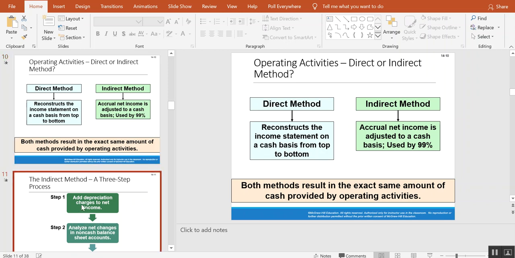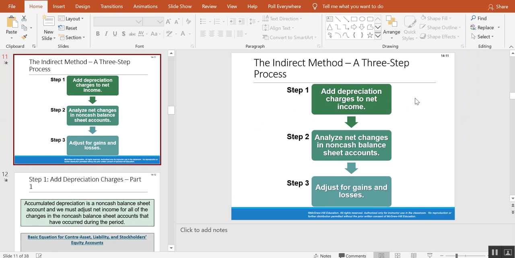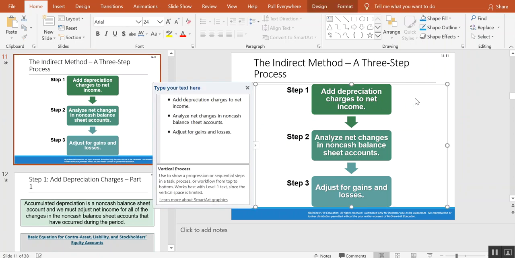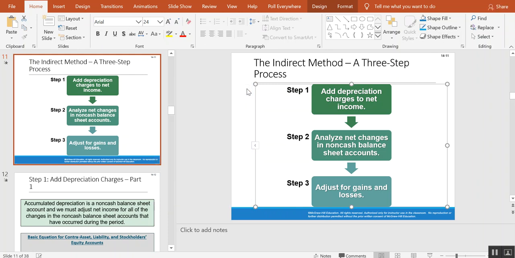So here are the steps. First one is we want to start with net income, and we're going to add depreciation back to net income because it is a non-cash expense. Remember, we were working with that in chapter 13 some, but depreciation is a non-cash expense, and because of that, we're going to add it back to net income because we are going to create this statement on a cash basis. Then we analyze net changes in non-cash balance sheet accounts and adjust for any gains or losses.